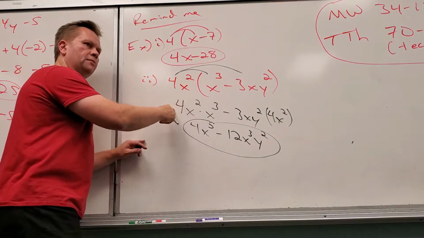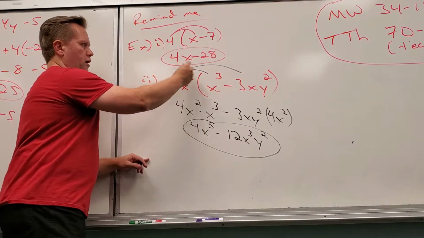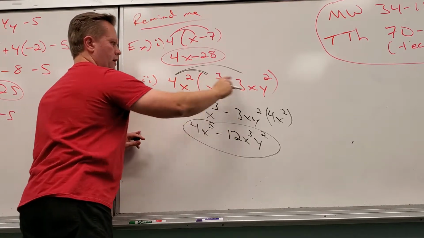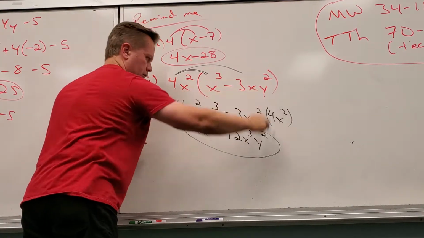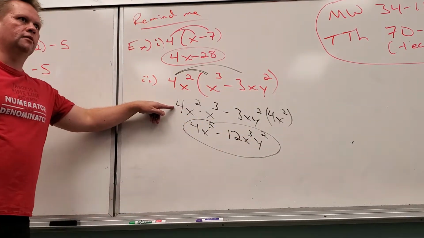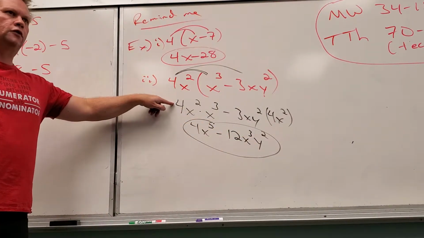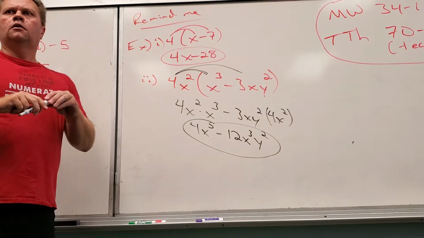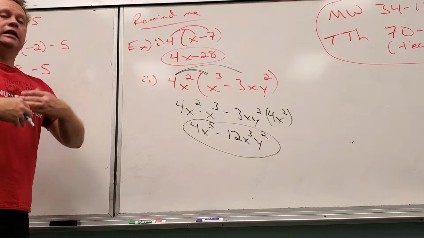Do you have to do this step? No. You can go there, 4x^5, bam. Negative 12, x cubed, y squared. You don't have to do that step. But this step is really useful if you're not 100% confident with what you're doing. So the reason the y doesn't change is because we're not giving it any more y's.